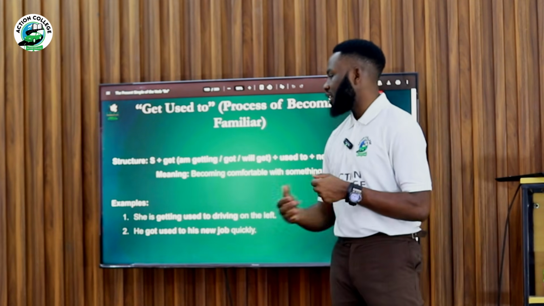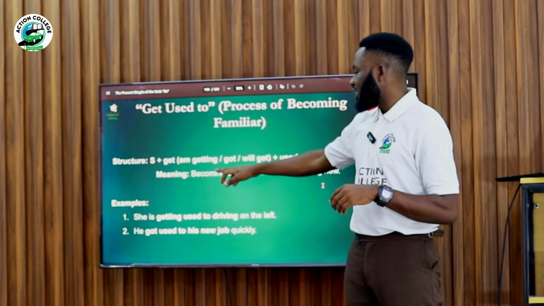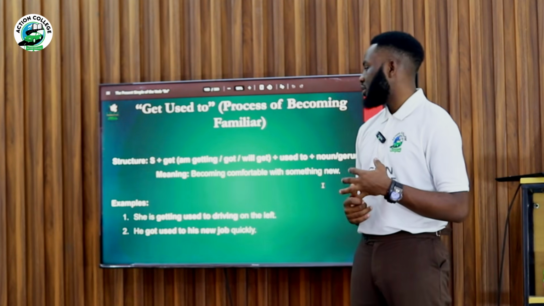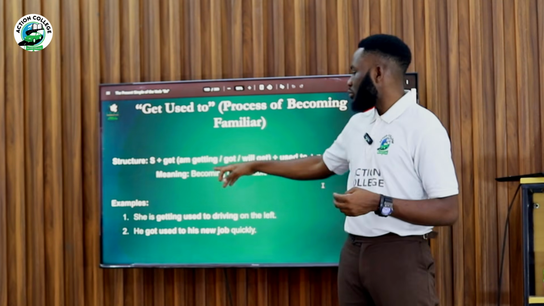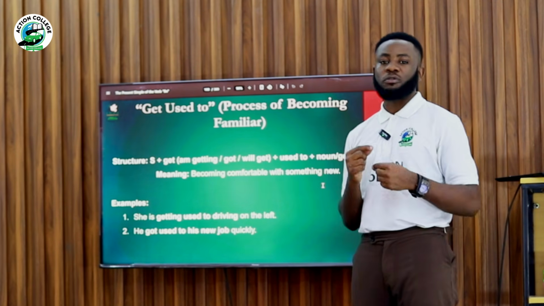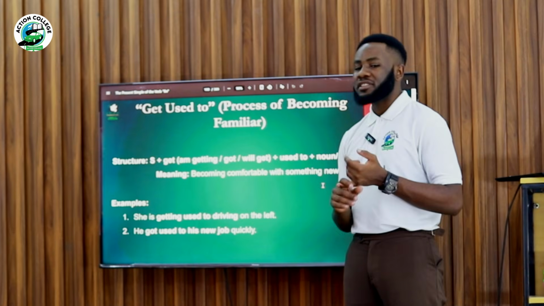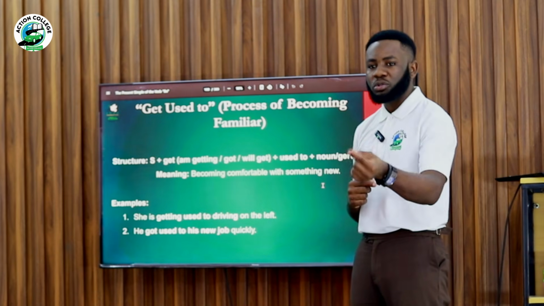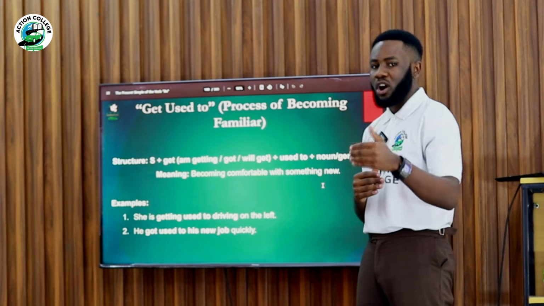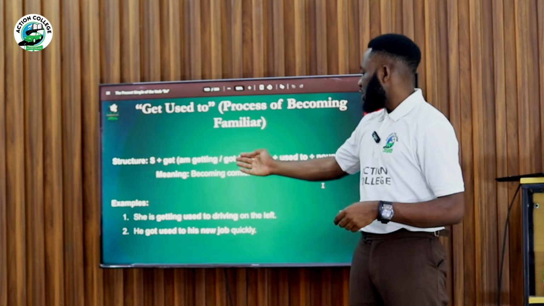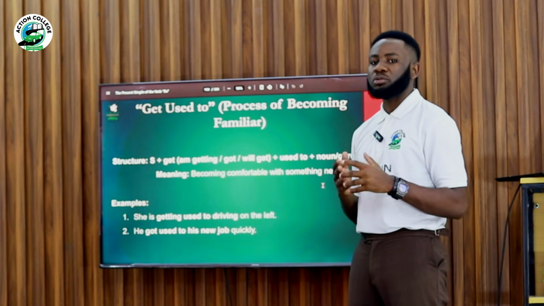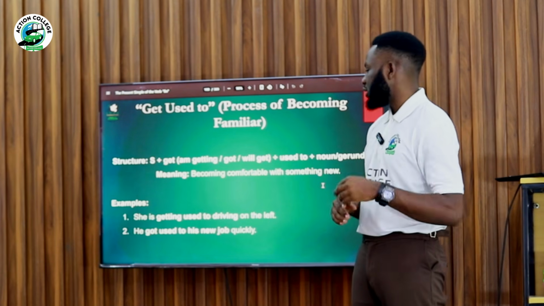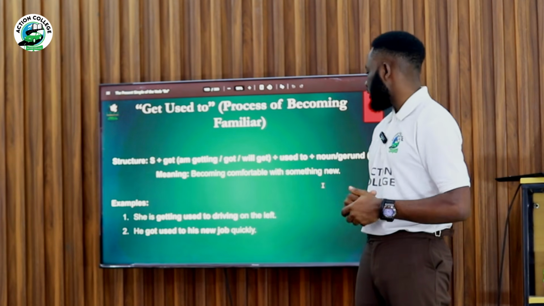And then the structure is subject plus "get." "Get" also must have the present of verb to be, "am," when it is in present. And mostly, because it brings the sense of continuity, we have "get" with the "-ing" form, since you will find that it is an ongoing action, a process. Then here also "got" can be used when we talk about the past, and "will get" can be used in the future as well.